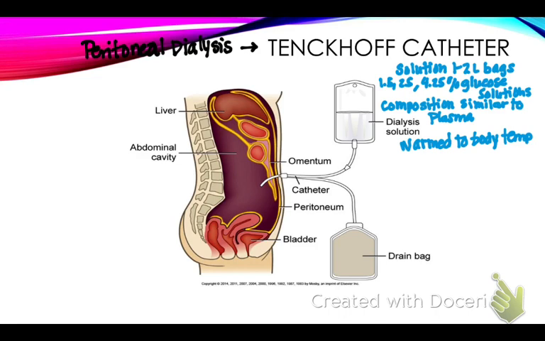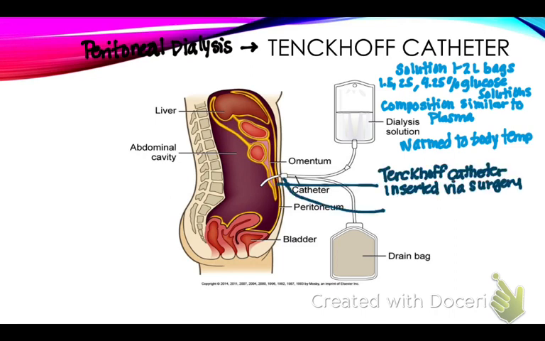You have your solutions, and they could be 1.5, 2.5, or 4.25% glucose solutions, depending on the person's weight and their need, what works for them. And they're usually 1 to 2 liter bags, so they're big bags, and the composition's similar to plasma. Usually the bags are warm to body temperature, so you don't have all this cold liquid in the abdomen.